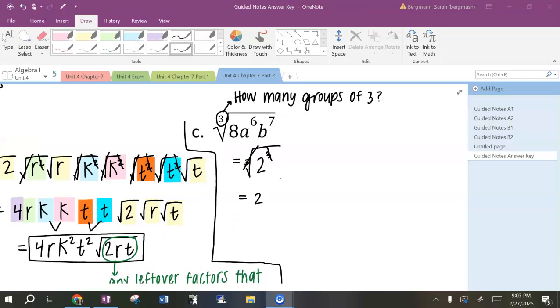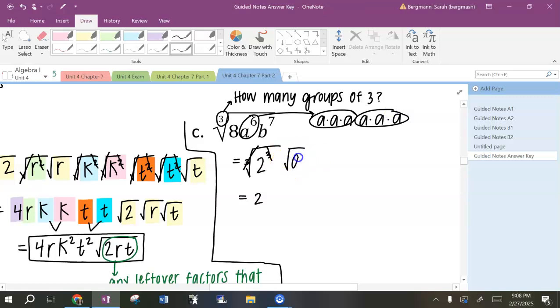Next, let's look at the a to the 6th. Remember, we're trying to figure out how many groups of 3 can you make. With a to the 6th, you could expand it out, make it a times a times a times a times a times a. How many groups of 3 can you make? You can make 2 groups of 3. So you could write this as a cubed under a cube root, a cubed under a cube root, and those will cancel out. The cube root and the cube cancel each other out. So we end up with just a times a, or a squared.